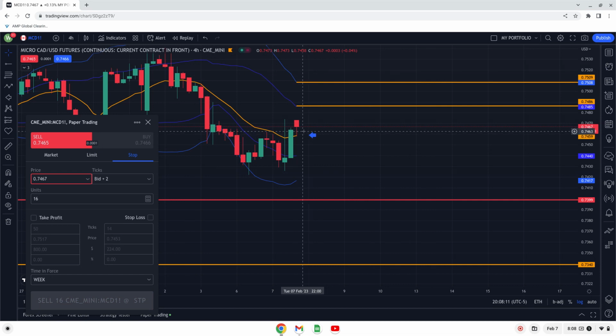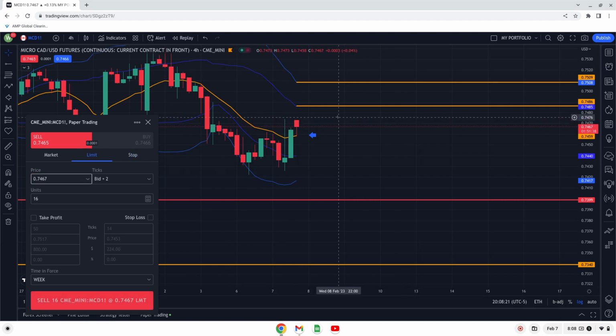That's the difference. So you might want to write it down: sell below the current price is a stop order. Sell above current price is a limit order. That's the difference. All right. That's how it works.